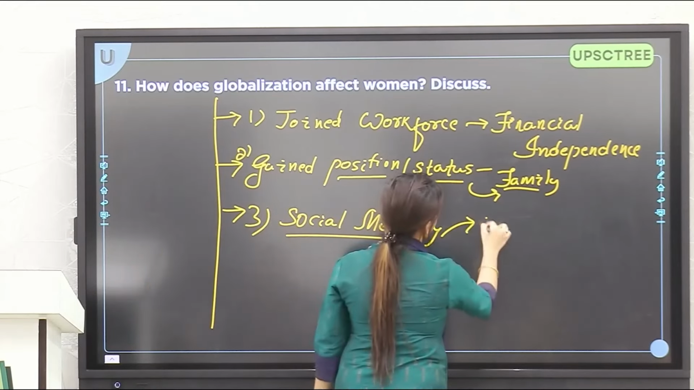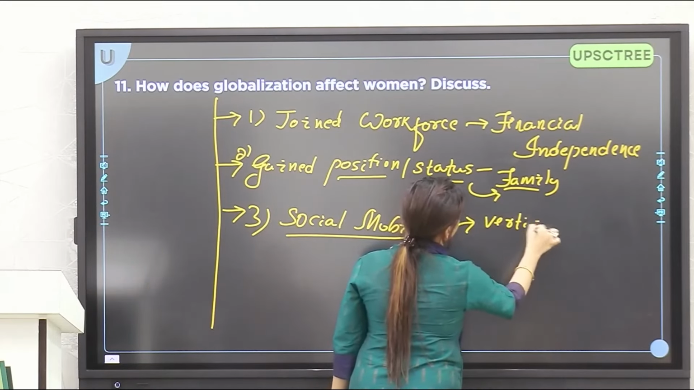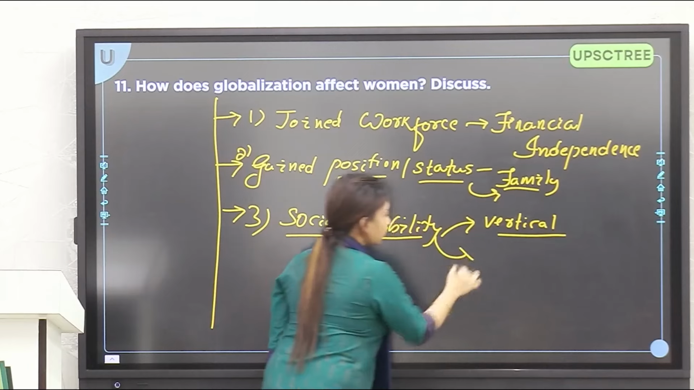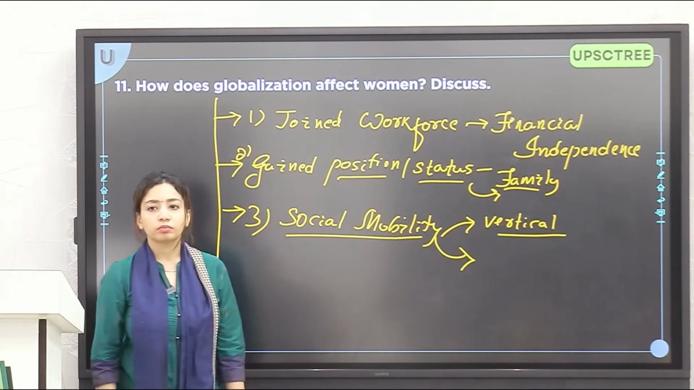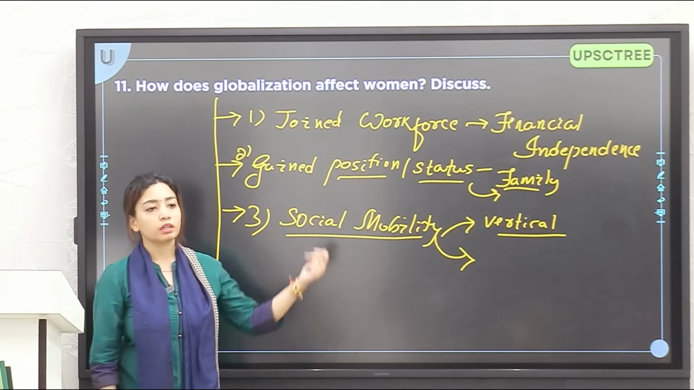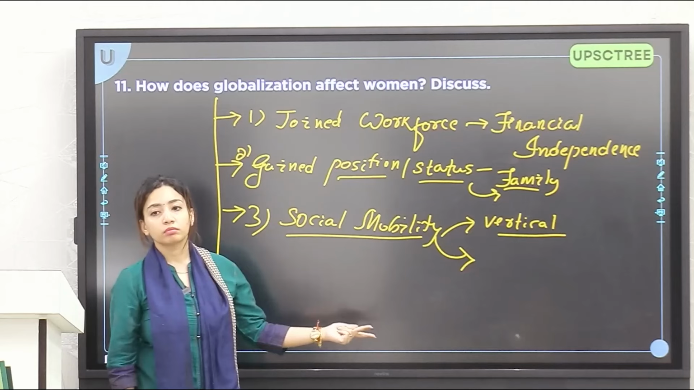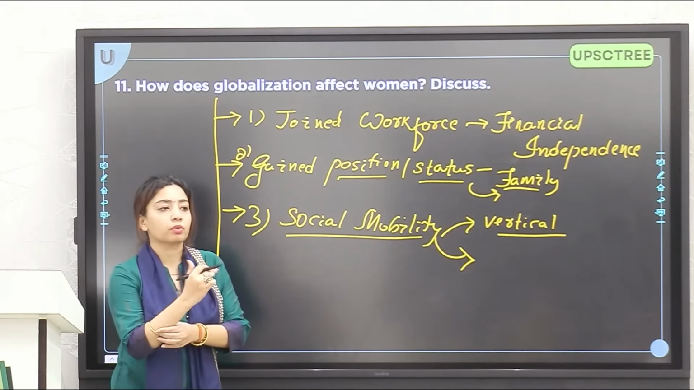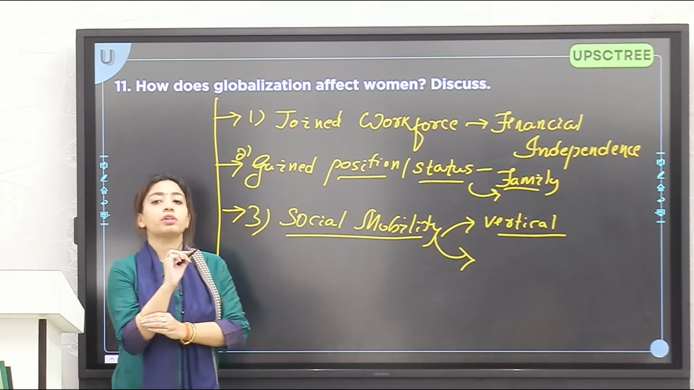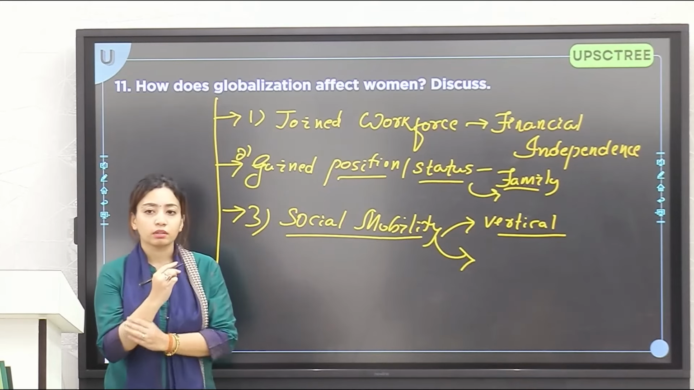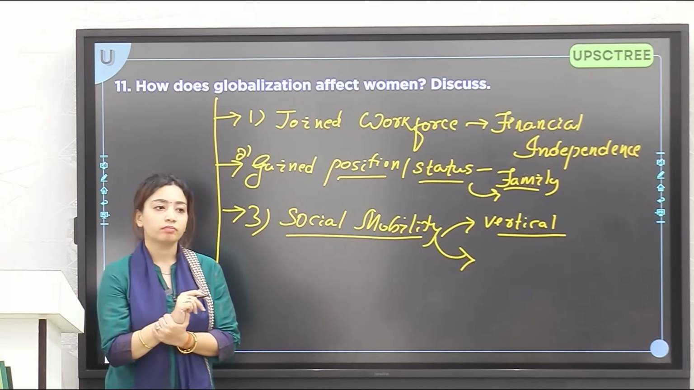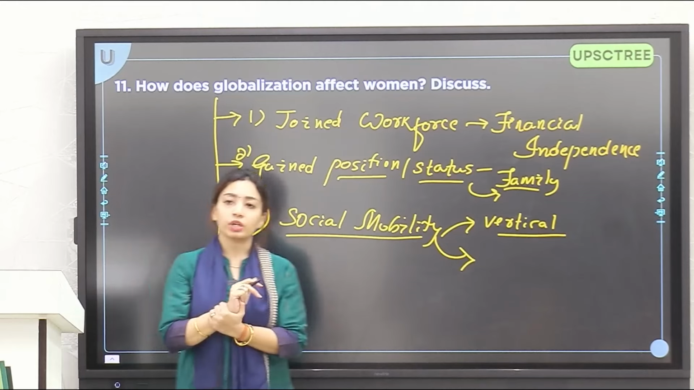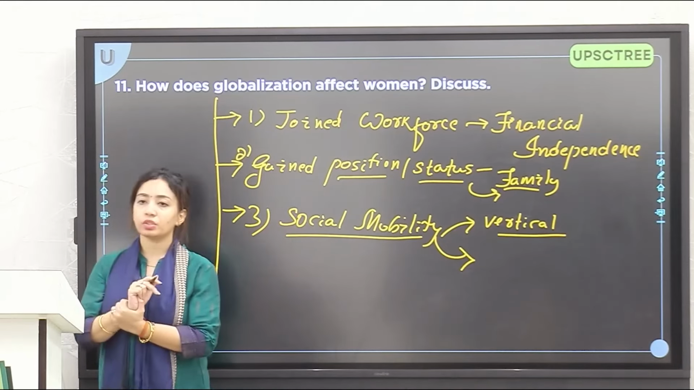What else? Tell me, what are the different types? Vertical versus horizontal, then? So which kind of mobility it will be? Intergenerational or intragenerational? How? What is intragenerational mobility and what is intergenerational mobility?